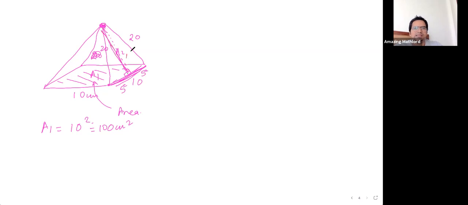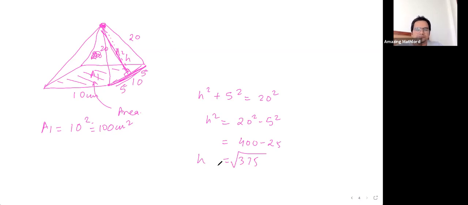So let's say height squared plus 5 squared equals 20 squared. And you get height squared is 20 squared minus 5 squared. So this is going to be 400 minus 25, which is 375. And I'm not finding the exact value. So height is root of 375.